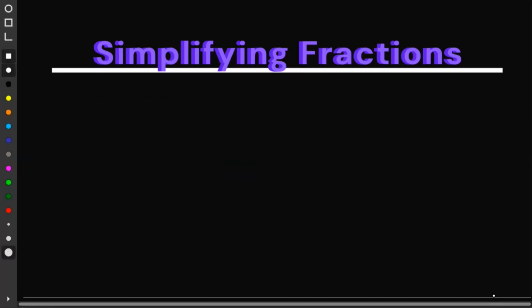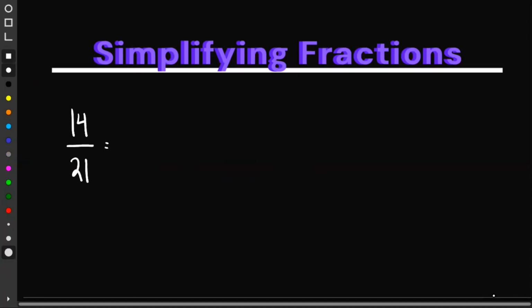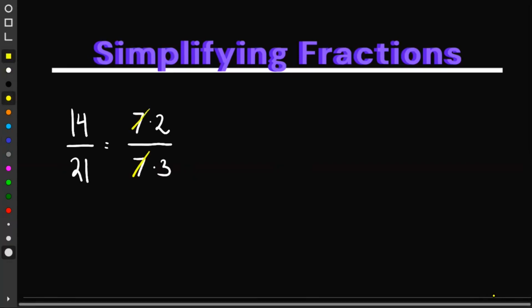Let's go on to our next example. We have 14/21. Although it might not seem clear at first, both of these numbers are actually divisible by 7. Indeed, we can write 14 as 7 times 2 and 21 as 7 times 3. Canceling out the 7 would give us 2/3.